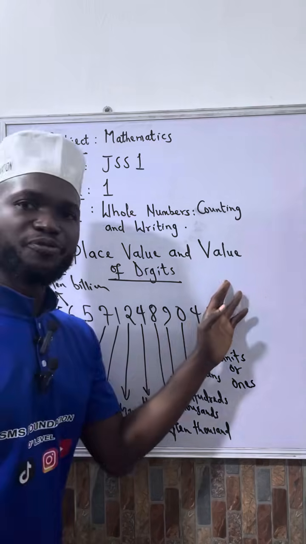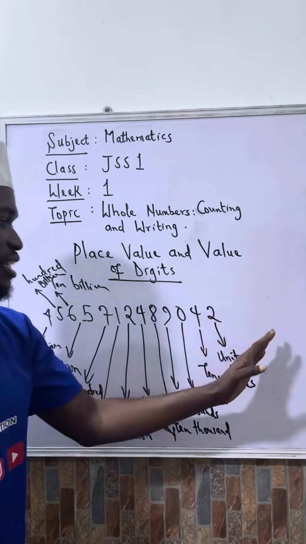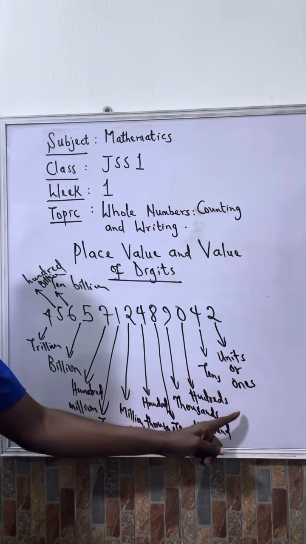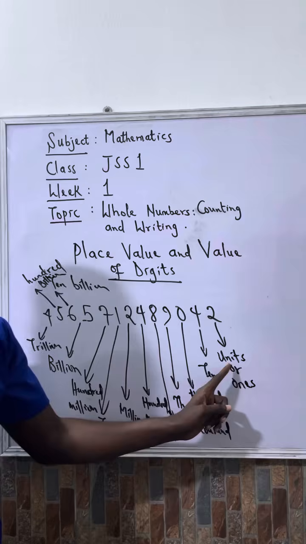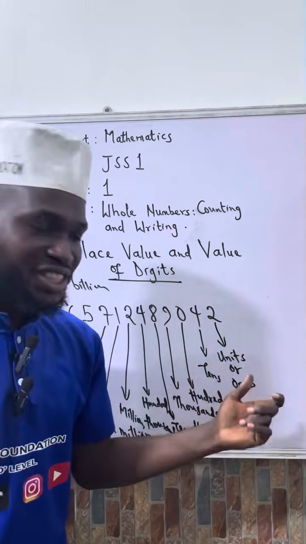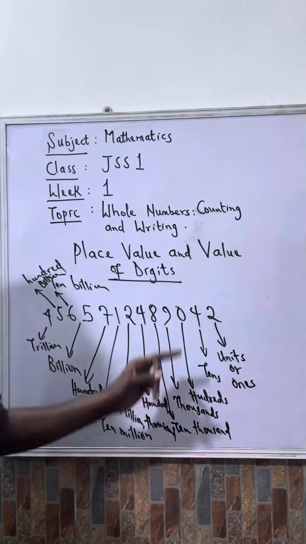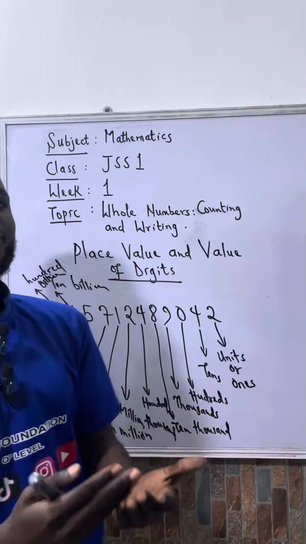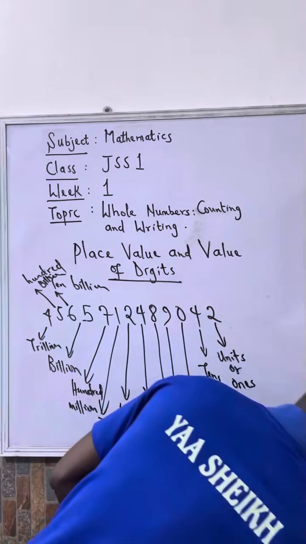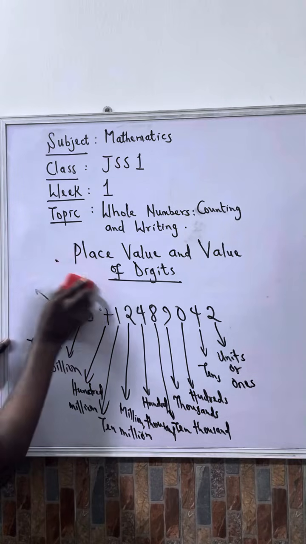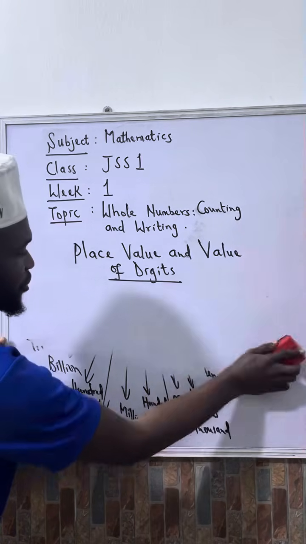So one of the differences between place value and value is that place value is written in words. That is, they are written with letters. You can see that the word unit is written with English letters. But when we are talking about value, it is written with numbers. So let's now consider value in the next few minutes.